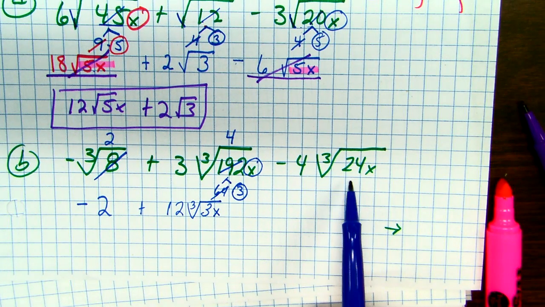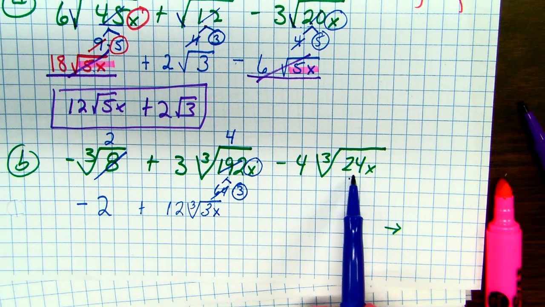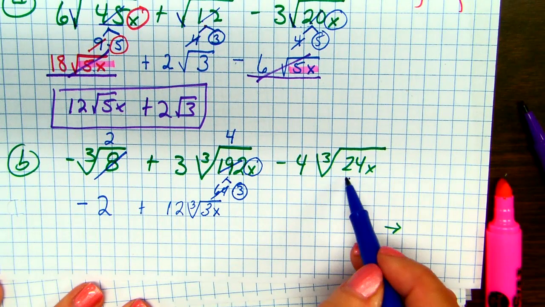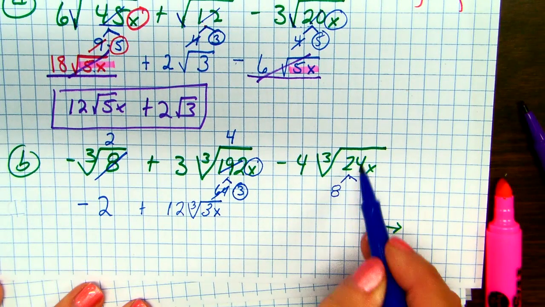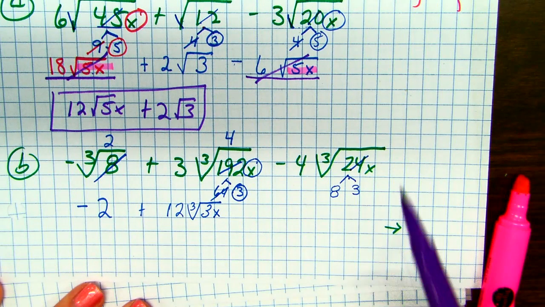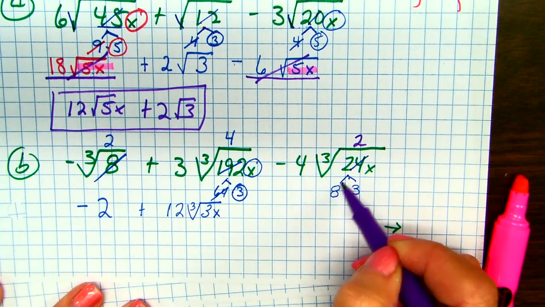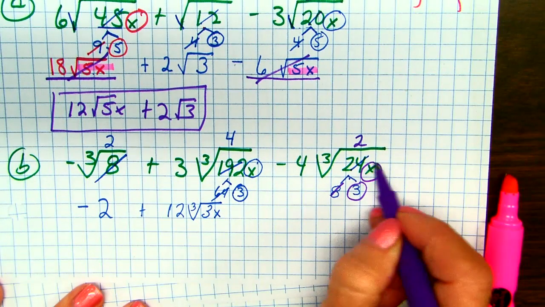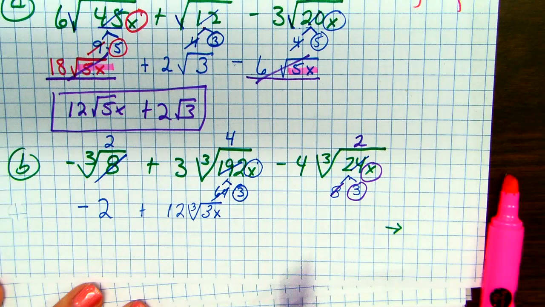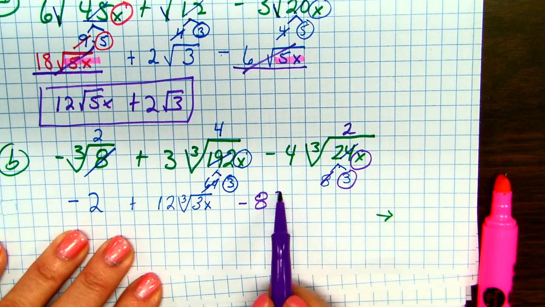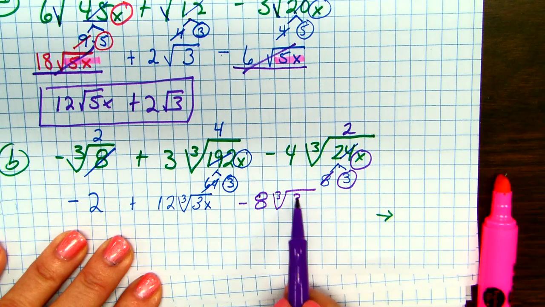One more, 24. What number that's in the cube root list goes into 24? 8. Smaller numbers are easier. Cube root of 8 is 2. It's going to go up top. 3 stuck inside. X stuck inside. 2 comes down. If there's a number in front, they hang out together. You multiply them. And then all that's left inside is the 3 and the X.